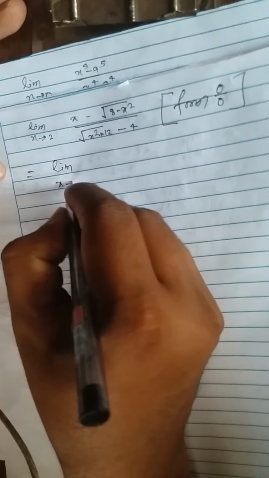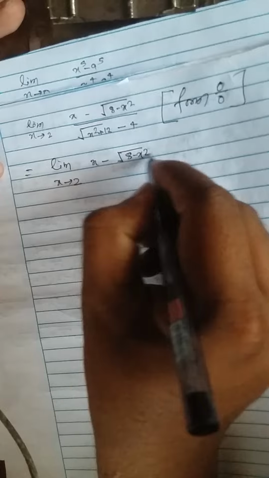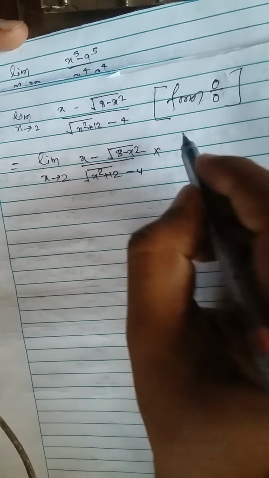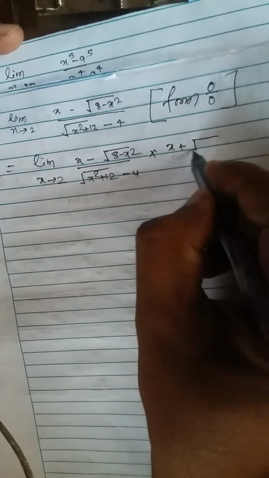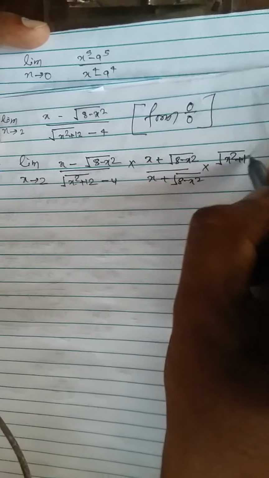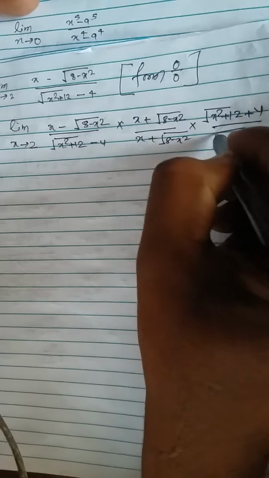So the result becomes limit x approaches 2, x minus root under 8 minus x square divided by root under x square plus 2x minus 4 as it is. First we are going to rationalize the numerator. It becomes x plus root under 8 minus x square divided by x plus root under 8 minus x square. Thereafter we are going to rationalize the denominator. This becomes root under x square plus 2x plus 4 divided by root under x square plus 2x plus 4. Let us simplify it.